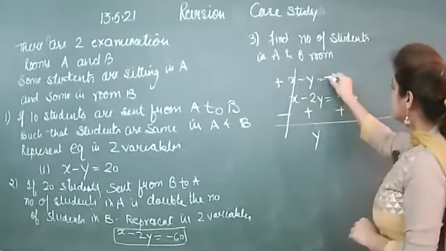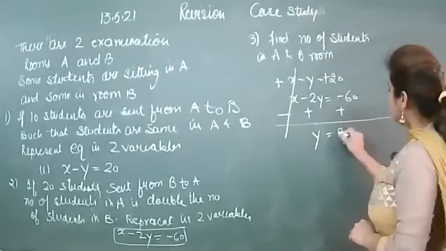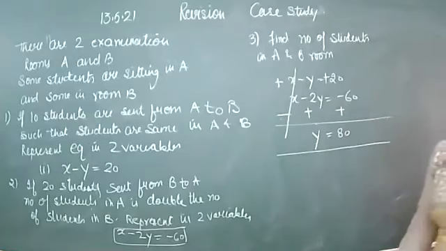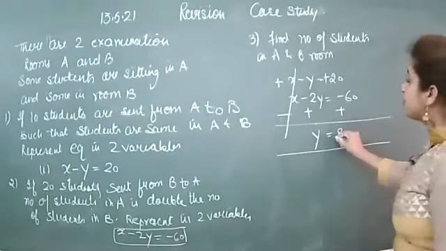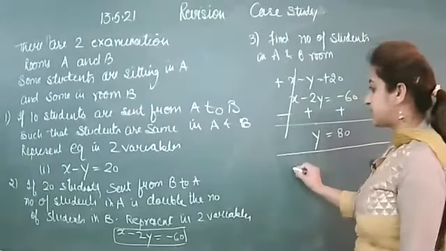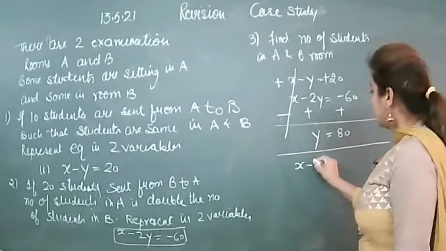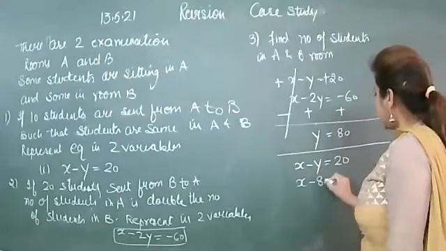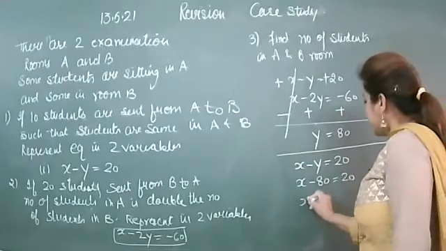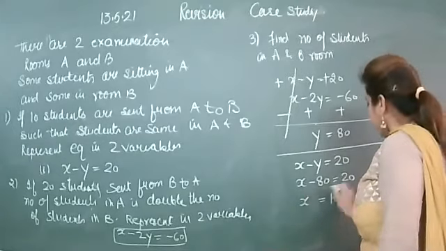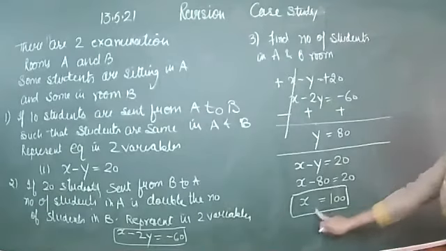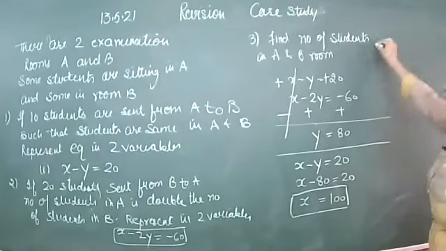Y is equal to 80. It means 80 students are there in room B. If you put this 80 in the first equation, x minus y is equal to 20, x minus 80 is equal to 20, x is equal to 100. So the number of students in A room is 100, B room is 80.